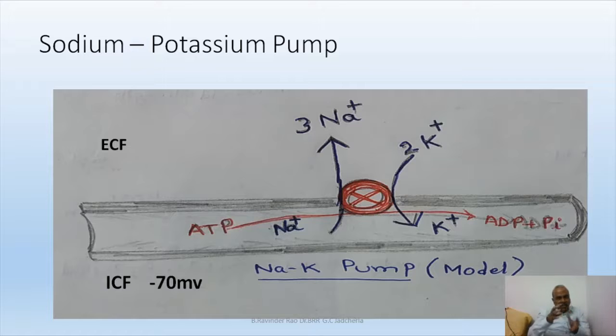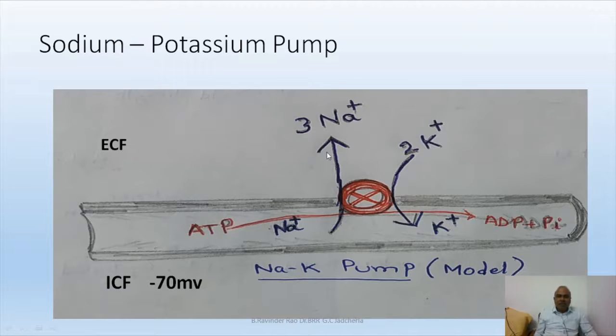The ionic concentrations are always kept at this constant level by a mechanism, and that mechanism is called the sodium potassium pump. This sodium potassium pump is present in the axolemma. This is the axolemma and this is the axon. It works by taking energy in the form of ATP. When ATP is given, it will pump out sodium ions and pump in potassium ions.